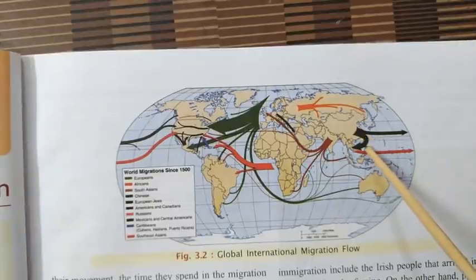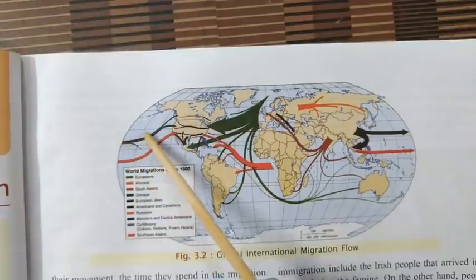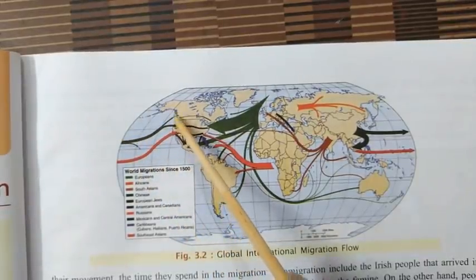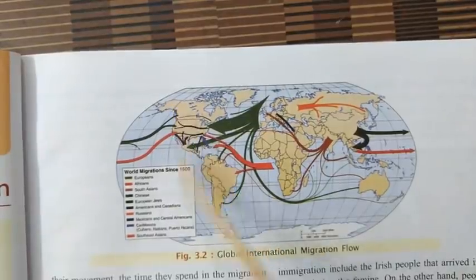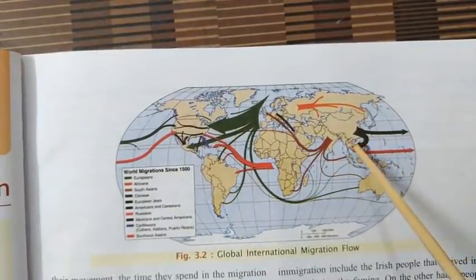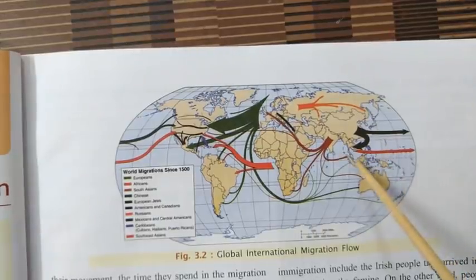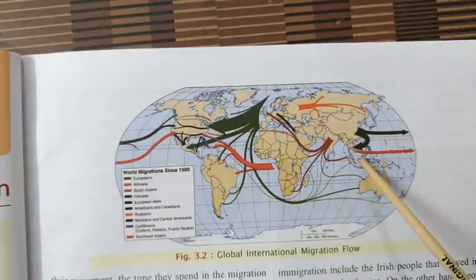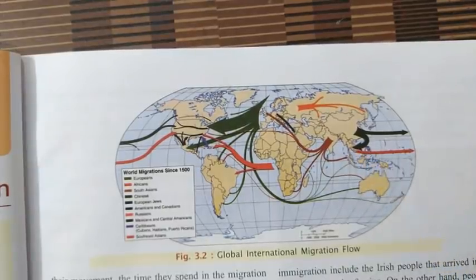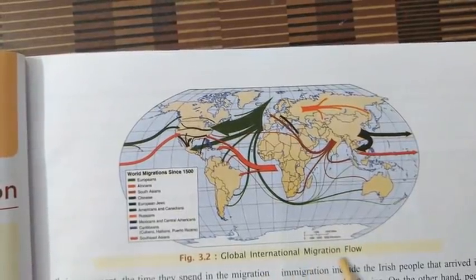Then from China also you can find that people migrated, first of all, as this arrow shows, to the western coast of North America. Still you can find the Chinese race on the western coast. Then they also spread to Asian countries like Myanmar, Thailand, Malaysia and the Indonesian islands. That's why you can find the Mongol race, meaning the Chinese race, in all these places. So this is an example of a global international migration flow.